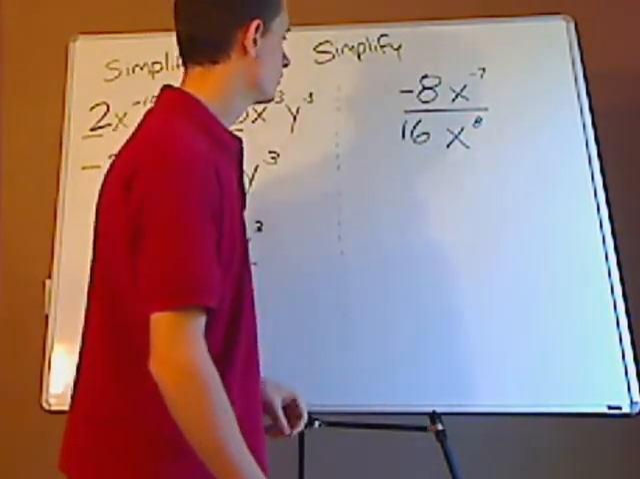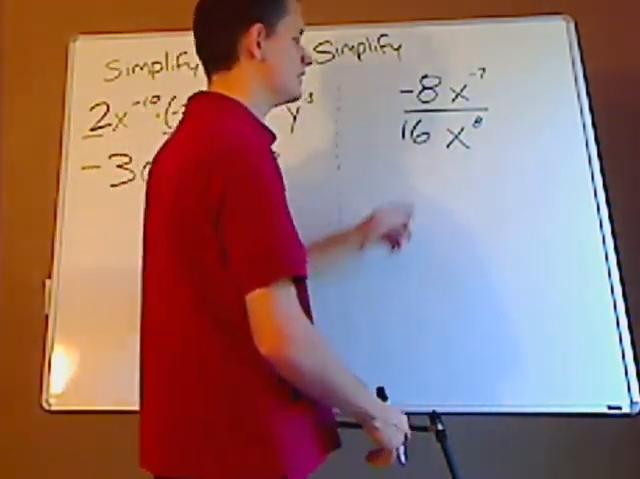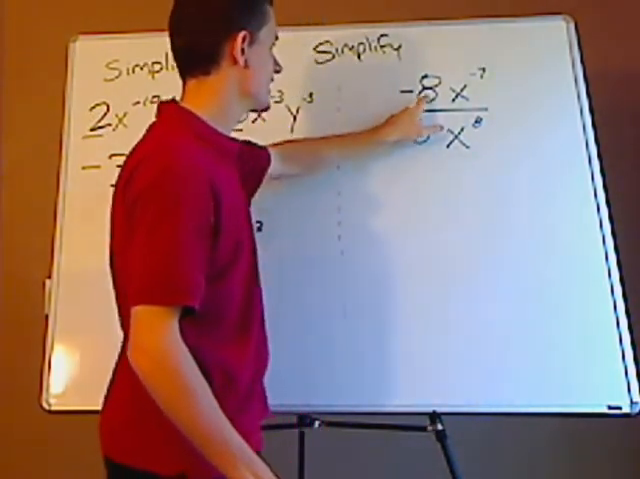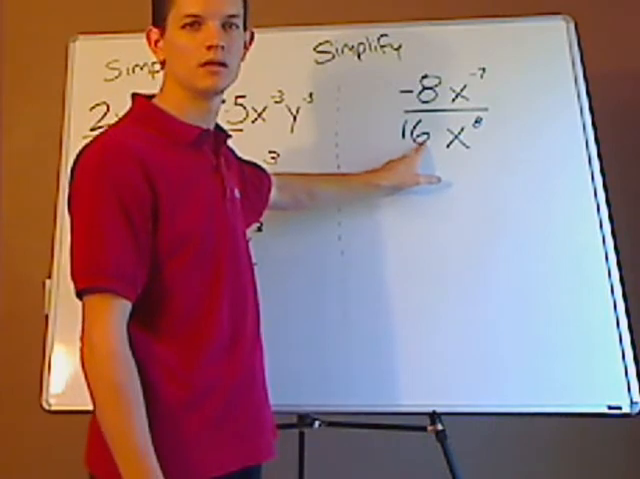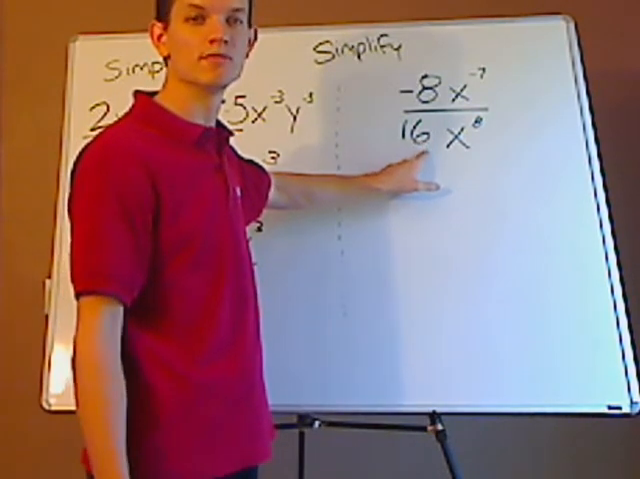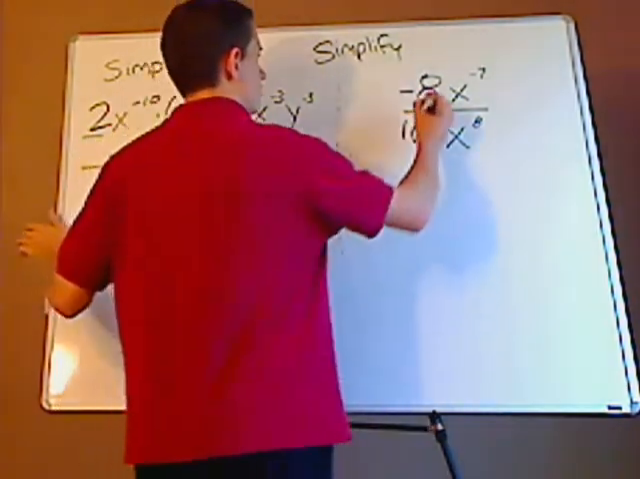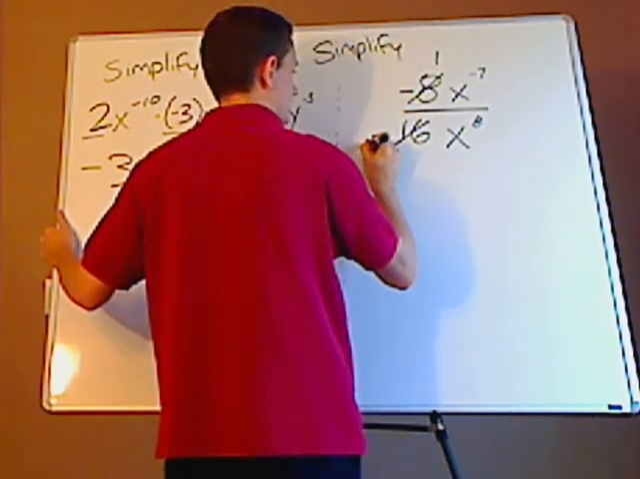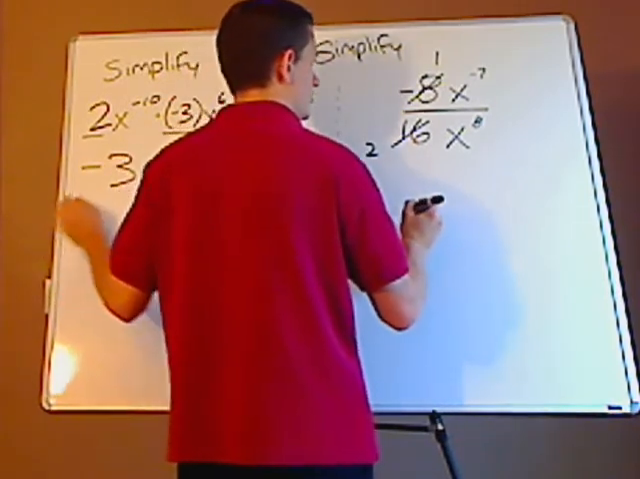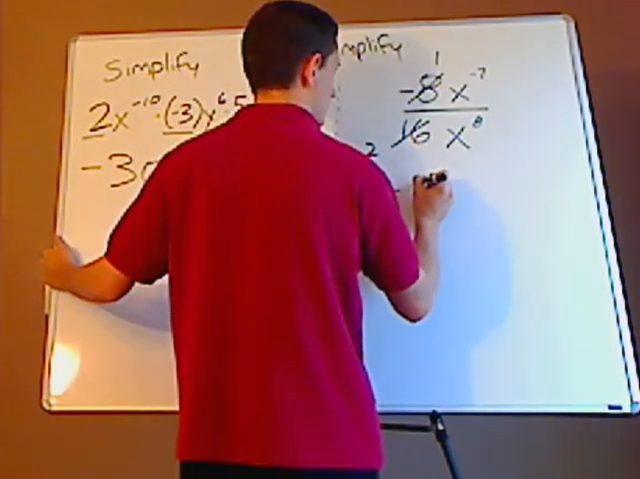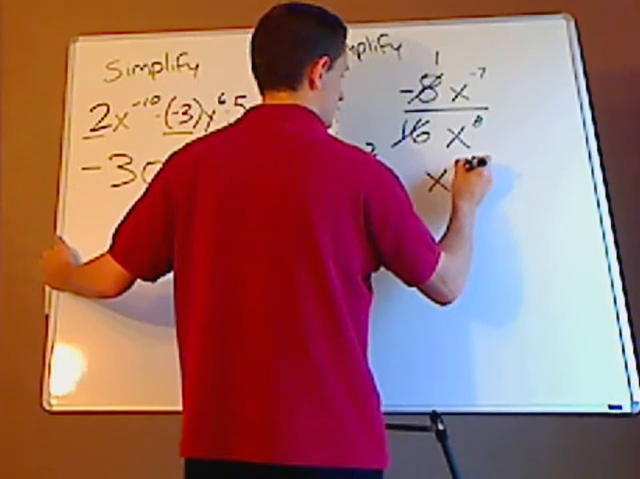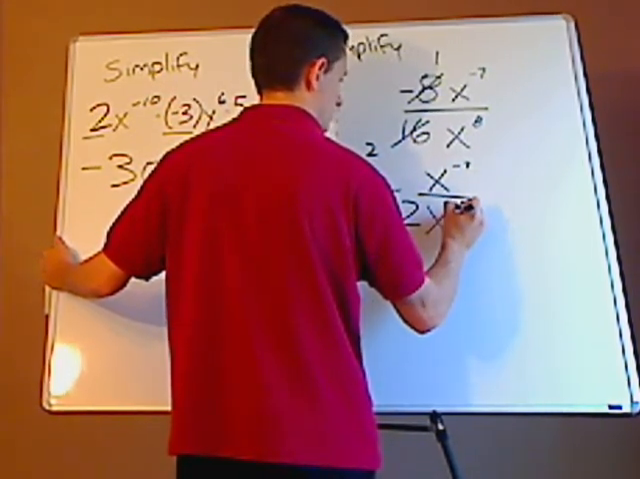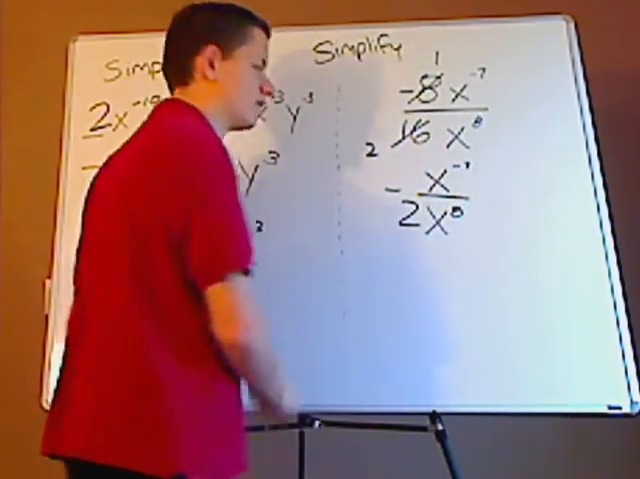Here, what you're going to do is first simplify the numbers. What number goes into both 8 and 16? Right, it's going to be a positive 8. So 8 goes into 8 once, 8 goes into 16 twice. So that's negative x to the negative 7 over 2x to the 8th, like that. So far so good.